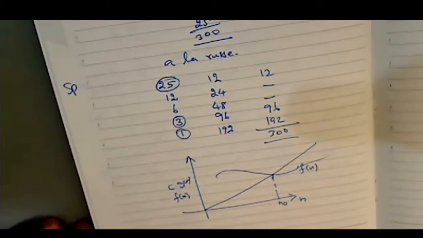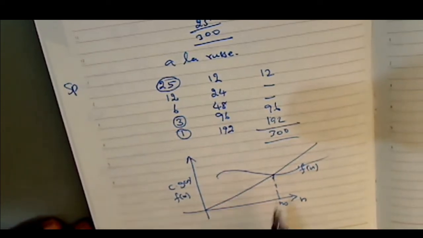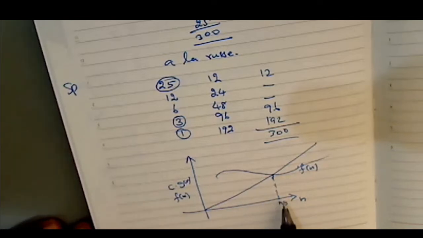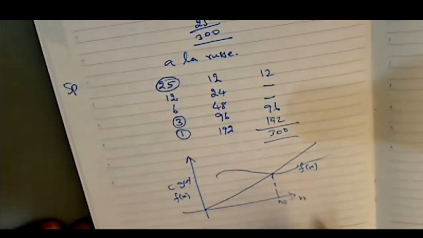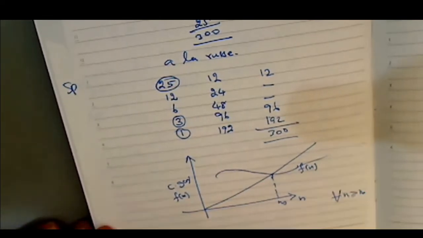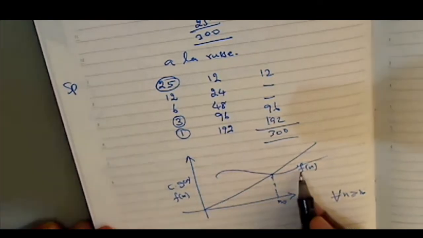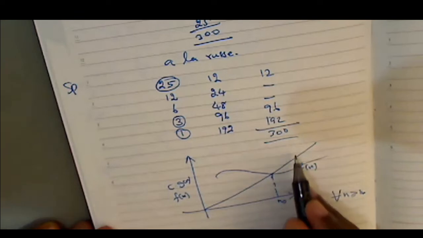So what we say is for all values of n after this point. What happens before this n naught, we are not bothering about it. Sometimes the curve can go something like that, and maybe it may be lesser. We are not bothered about that. But after a particular value, whatever the value of n you are taking, that is what we are saying, for all n greater than or equal to n naught, f of n should be less than or equal to c into g of n.